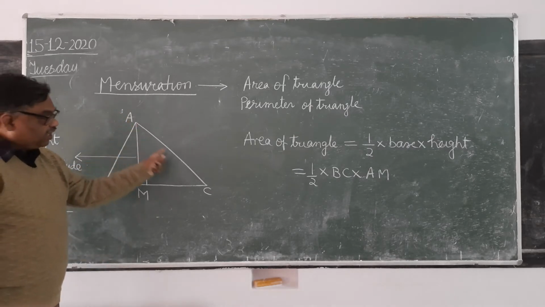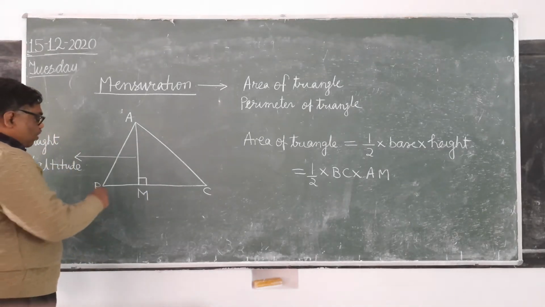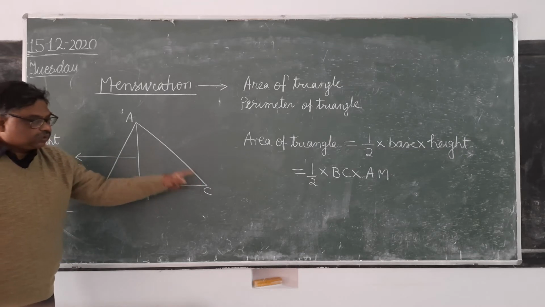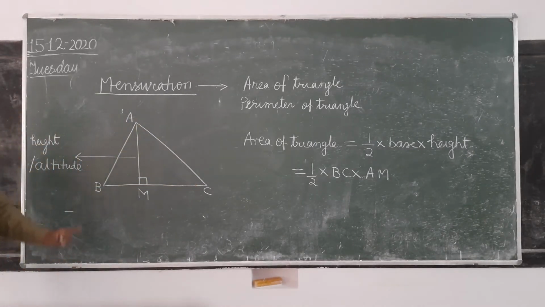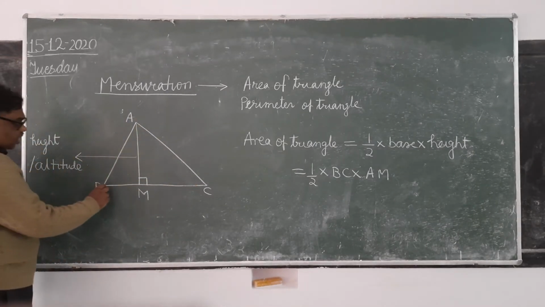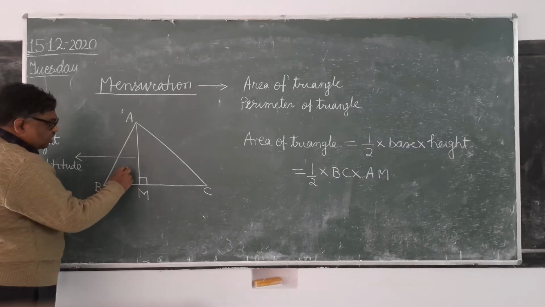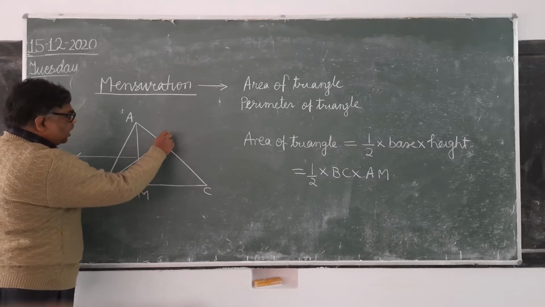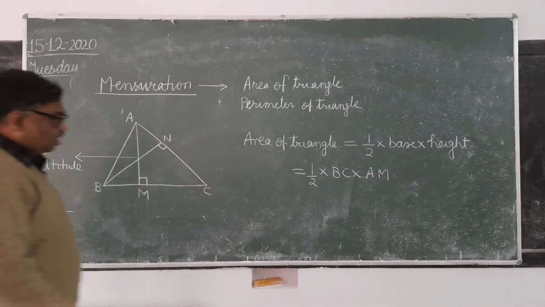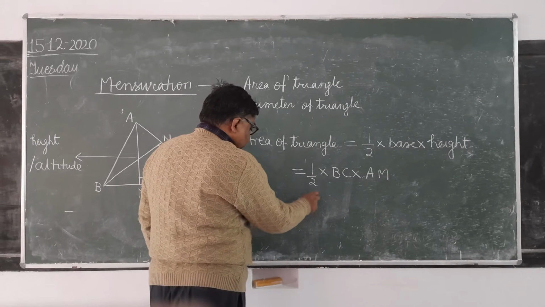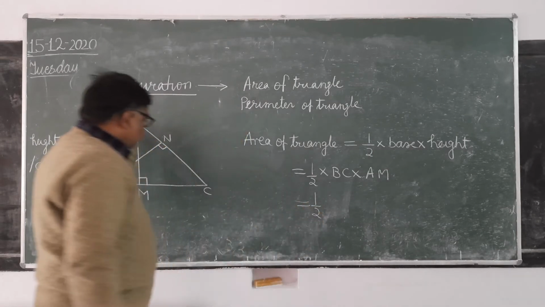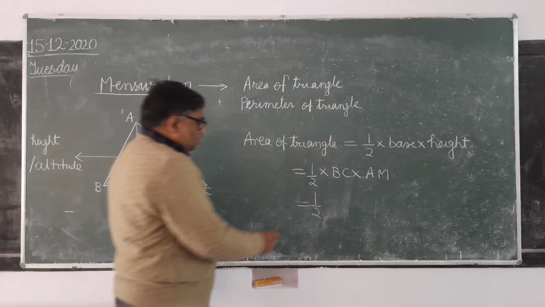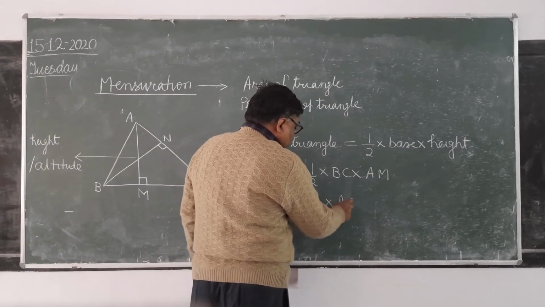Now if you take AC as the base, then what will be the height? It is joining which two vertices? A and C. Which one is left? B. From B you draw the perpendicular. You can name this as N. So it will be 1/2. When the base is AC, height will be BN. 1/2 AC into BN.